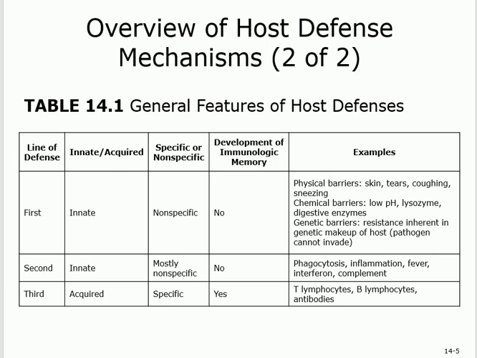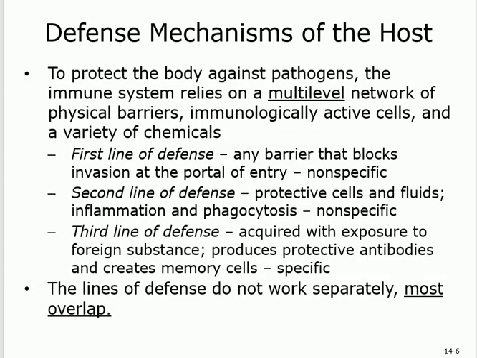Second line is inflammation, phagocytosis, fever, interferon, and complement. Third line, which is the only one that's specific, is T and B lymphocytes, with the details that we will talk about.